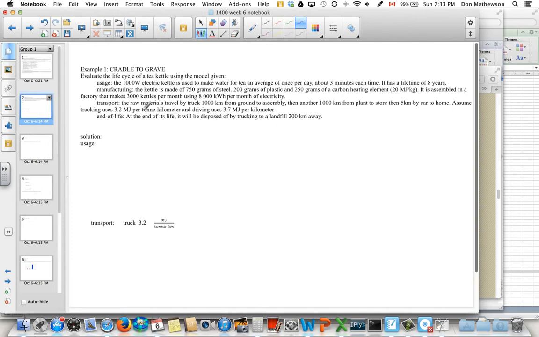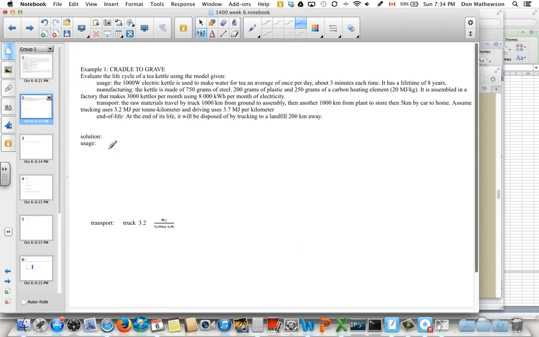So here's an example. We're going to look at the cradle to grave energy signature of a tea kettle. This is my tea kettle at home. It's about 1,000 watts. And I use it to boil water about twice a day, about 3 minutes of boiling time each time. And I'd estimate that kettle's going to be good for 8 years or so.